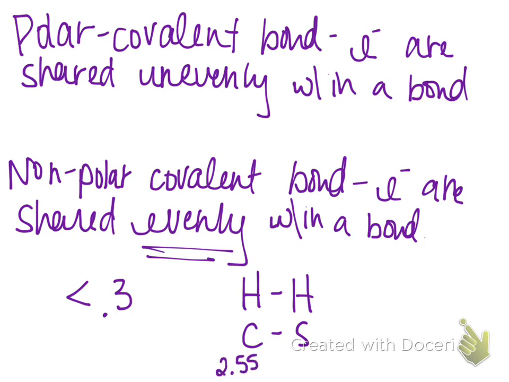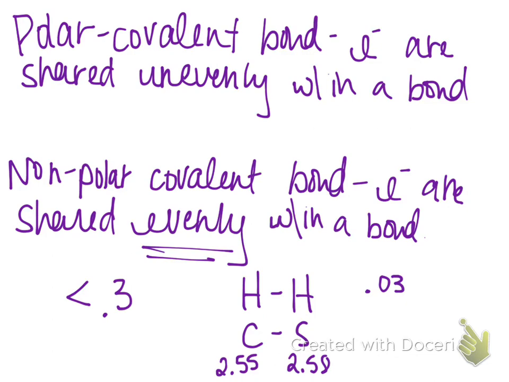2.55, and what's sulfur's? 2.58. So it's not 0.3, it's 0.03. Okay? So these two are essentially pulling on these with equal strength. Each of them wants the electrons just as badly as the other. So we would consider this a non-polar covalent bond because they're sharing them essentially equally. Okay? Does that make sense?